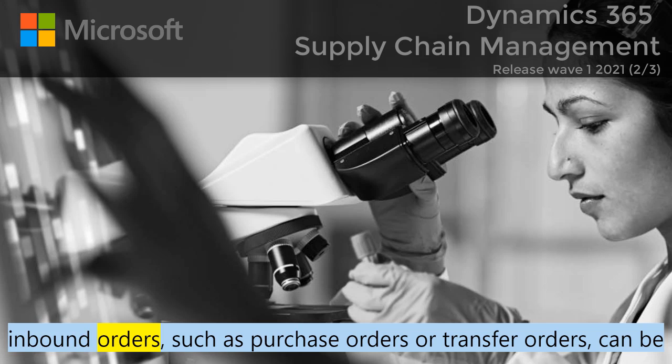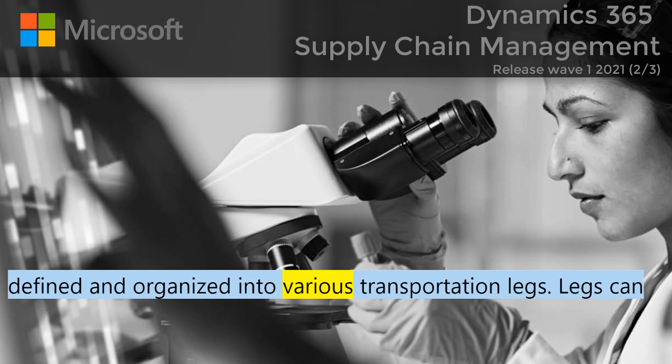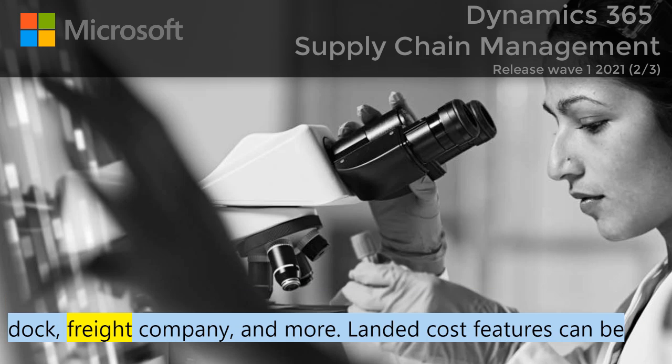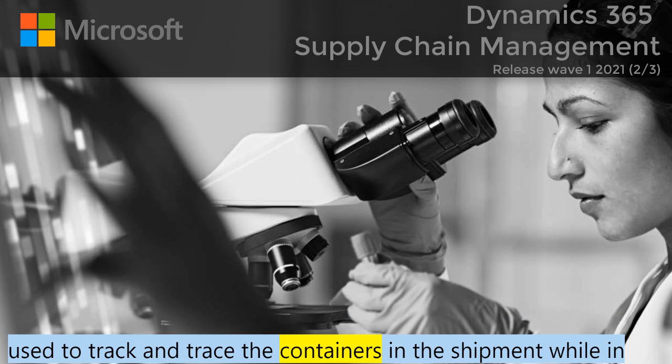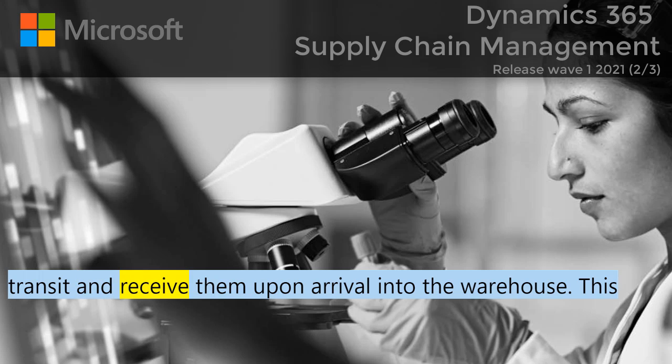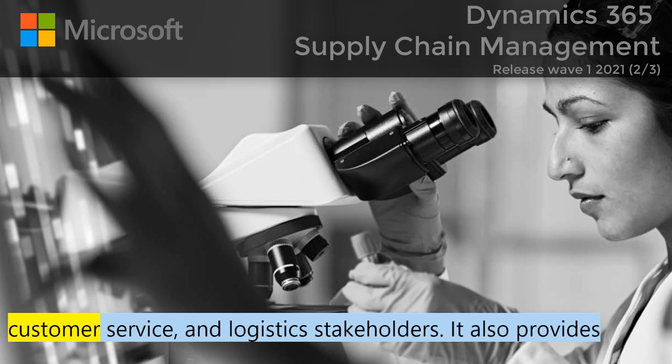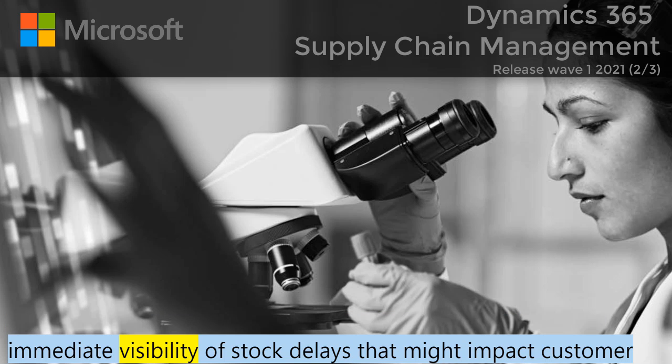Shipments of inbound orders, such as purchase orders or transfer orders, can be defined and organized into various transportation legs. Legs can be defined by supplier, shipping dock, freight forwarder, landing dock, freight company, and more. Landed cost features can be used to track and trace the containers in the shipment while in transit and receive them upon arrival into the warehouse. This enhances customer service by providing clarity to internal sales, customer service, and logistics stakeholders. It also provides immediate visibility of stock delays that might impact customer deliveries.